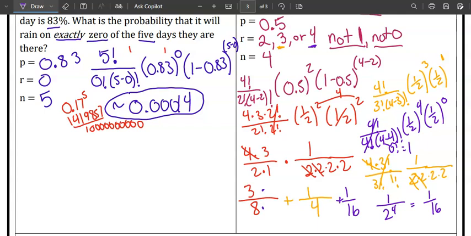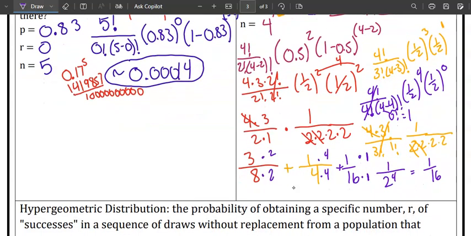Combine these together. First, we want to have them have the same denominator. Their least common multiple is 16. To make those all 16, multiply the first fraction by 2, the second fraction by 4, and the third fraction by 1. 6 plus 4 plus 1, all over 16. 11 out of 16. So that's going to give you 68.75%.